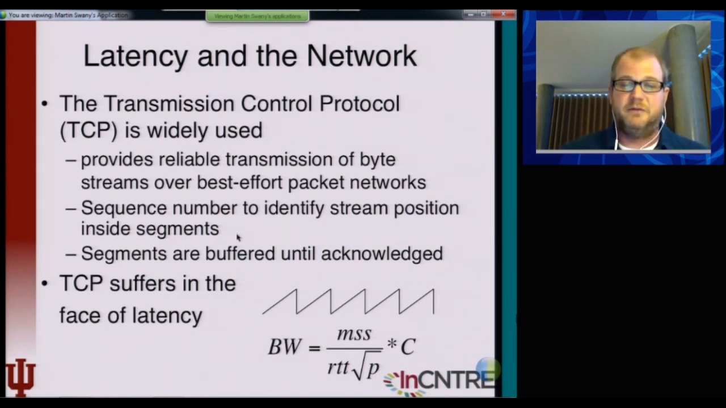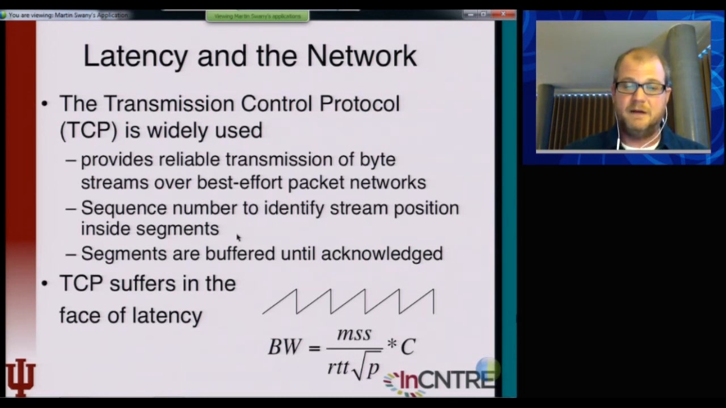TCP provides reliable transmission of byte streams over best effort packet networks. That's a bit of an aside, but the difference between the traditional telephony network and the Internet and packet switching is the fact that packet networks are best effort. There can be some loss. If statistical multiplexing says that most of the time not everyone is talking at the same time, when everyone decides to talk at the same time for some reason, then some packets are lost, and that's okay. We have to deal with that.